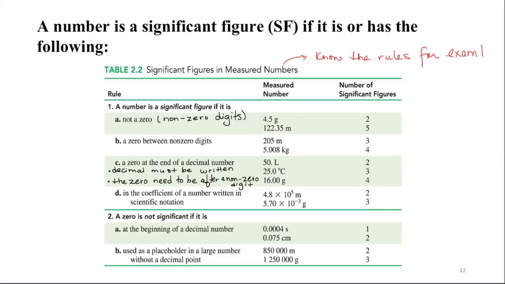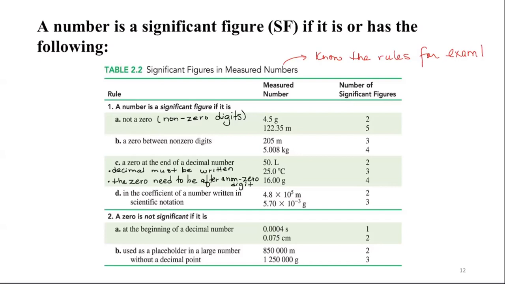So the measurement 16.00 grams is 4 sig figs because those zeros after the 1 and the 6 are after the non-zero digits and they're after the written decimal place. So remember, those two parameters that I wrote in for rule 1C must be met in order for a 0 at the end of a decimal number to be significant. Because I don't want you to confuse rule 1C with rule 2B, which we're going to go through right now.